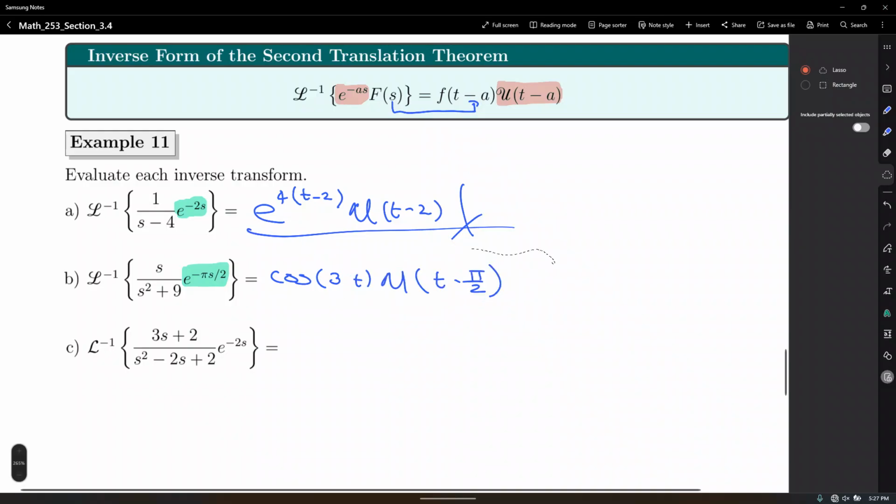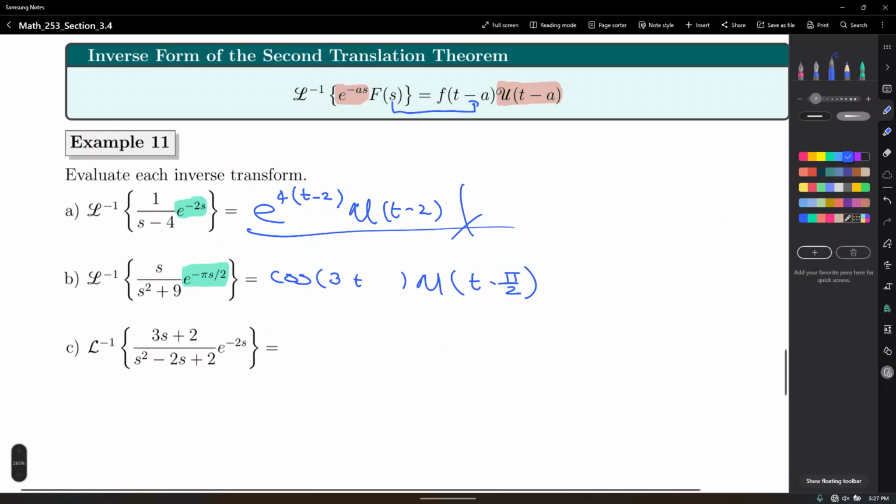Let me make some room here, and let me do some translation. So in reality, this would be bracket, parentheses, t minus pi over 2. All right? And that'll be our transform, our original function, back to a function of t. Do you see how both factors have the same translation?